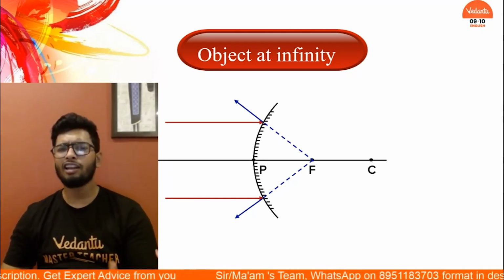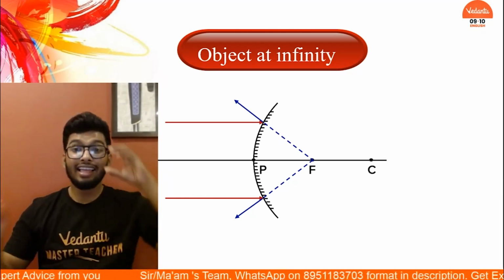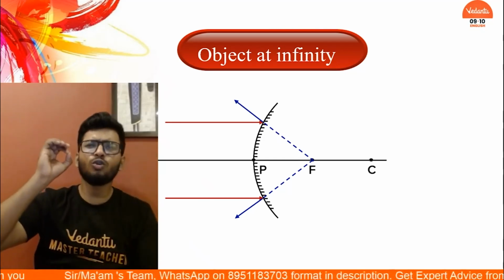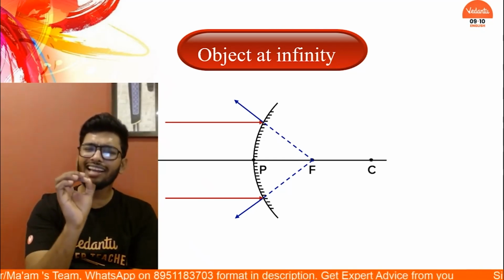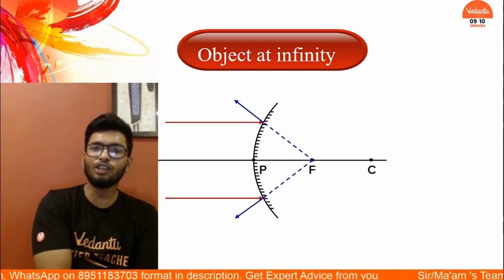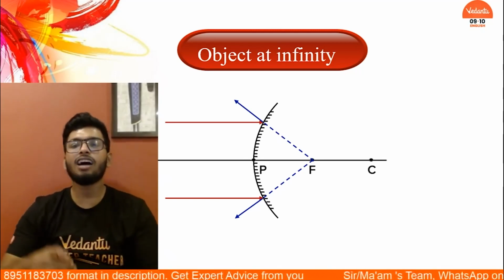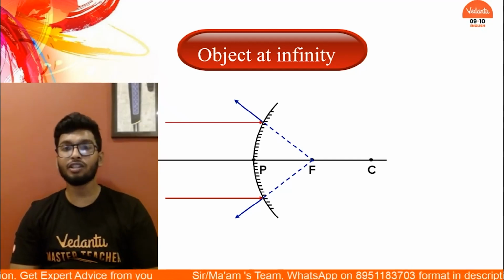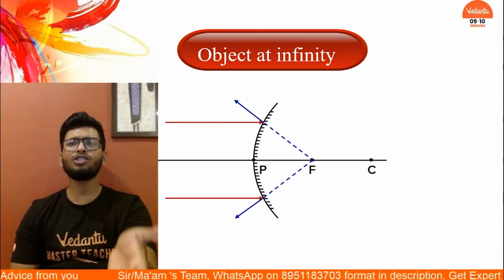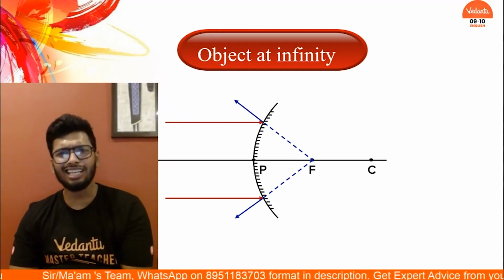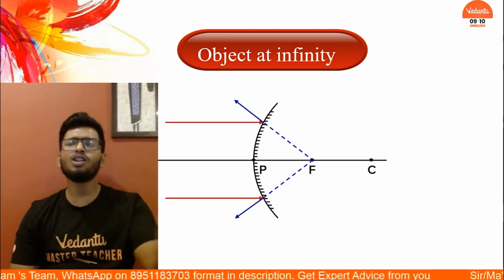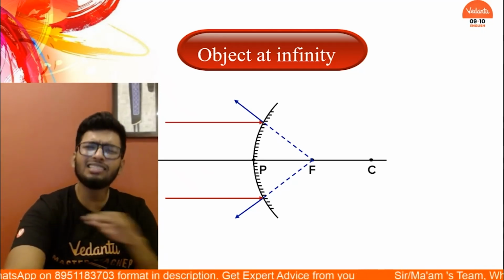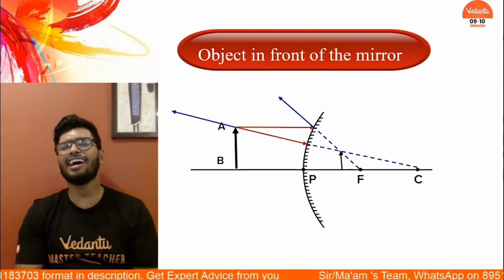Now, if you also look at one more thing, the image is so minuscule, so tiny compared to the object, you can say that it's a highly diminished image, or you can just say it's a diminished image. And we also know that virtual images are always erect in nature, which means that this will also be erect. As simple as that. That is your first ray diagram.